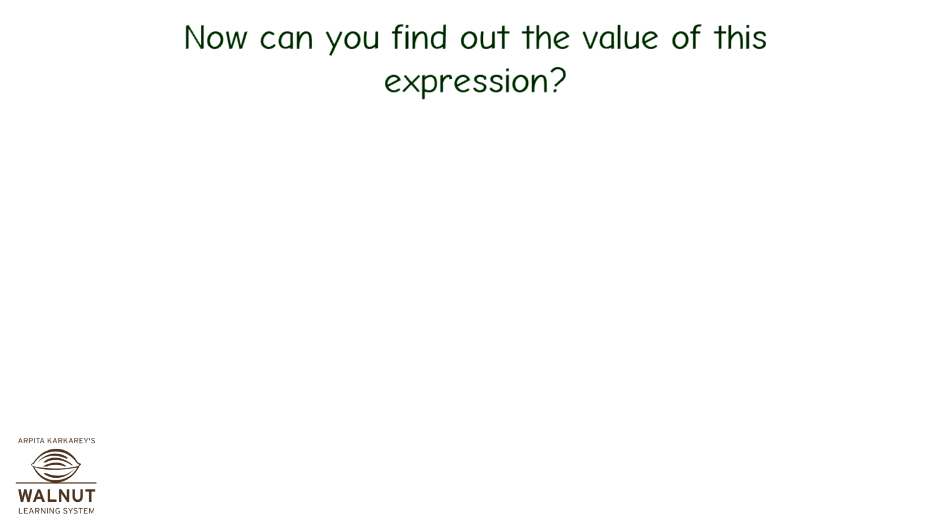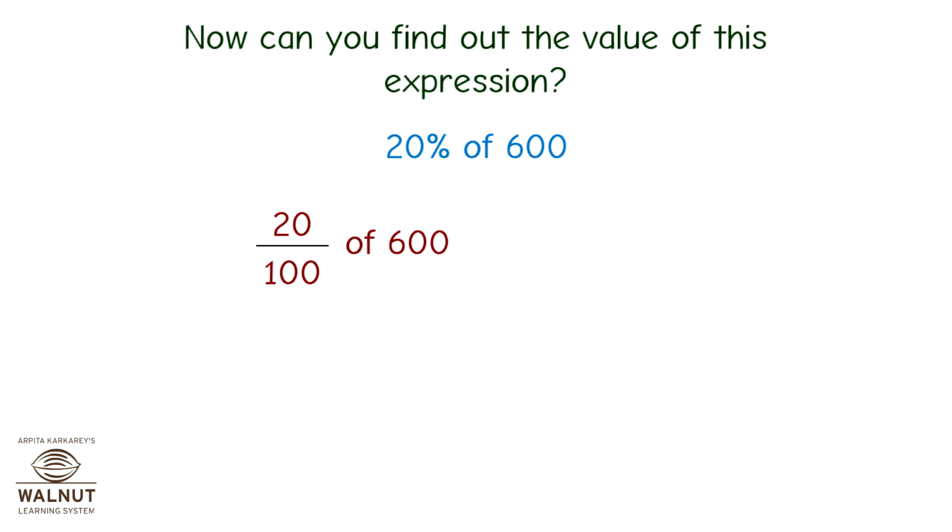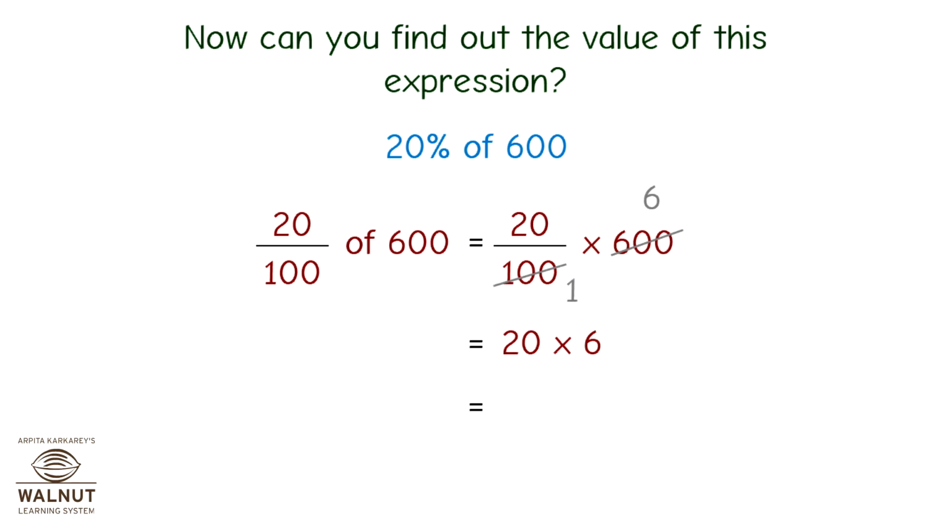Now can you find out the value of this expression? 20% of 600. 20% of 600 means 20 upon 100 of 600. Of means multiplied by. So we replace it by an into sign. So it becomes 20 upon 100 into 600. We cancel out the common factors and we get 20 into 6, which is equal to 120. Therefore, 20% of 600 is equal to 120.